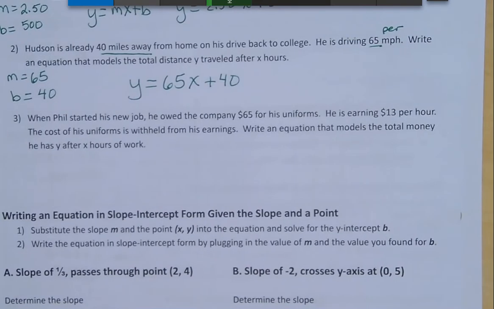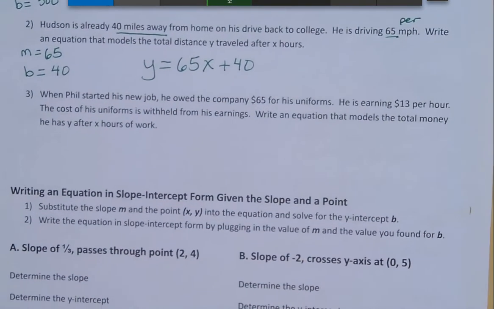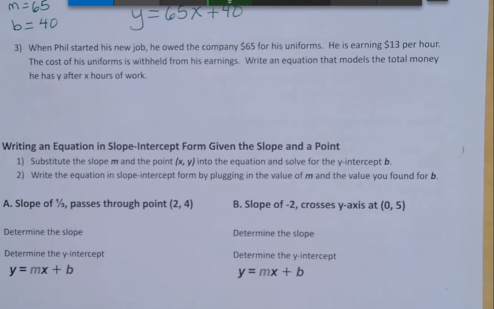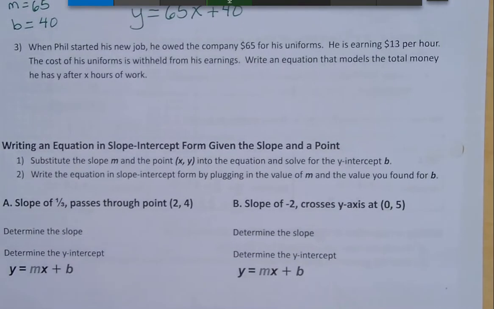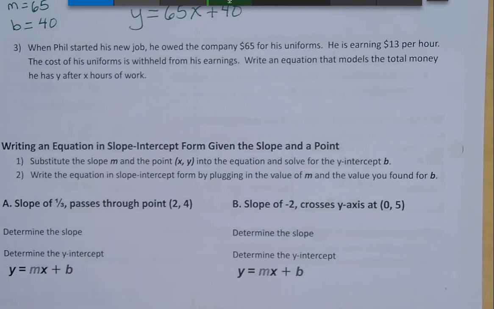All right, next, when Phil started his new job, he owed the company $65 for his uniforms. He is earning $13 per hour. The cost of his uniforms is withheld from his earnings. So I want to write an equation that models the total money he has, the total money would be Y, after X hours of work.